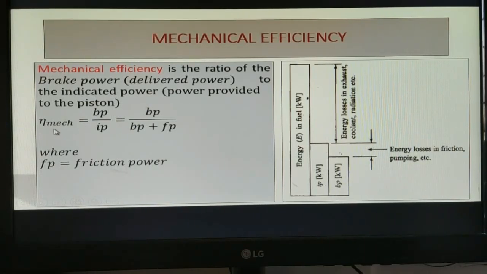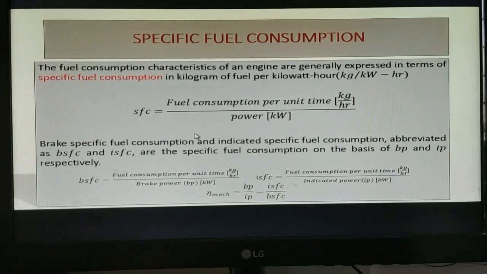So what is the equation of mechanical efficiency? Brake power upon indicated power. Now if you go again to the specific fuel consumption, from these two equations, if you know the value of BSFC and ISFC of any engine, from that also you can find out the mechanical efficiency. So the mechanical efficiency is ISFC upon BSFC. If you put this in this equation, you will get BP upon IP. So ISFC upon BSFC will also give you the mechanical efficiency.